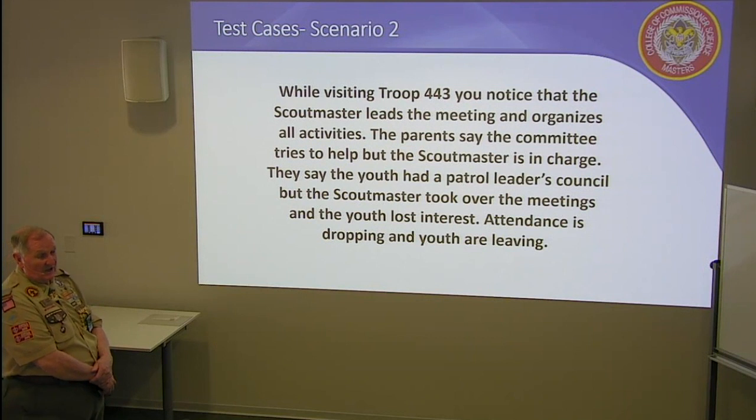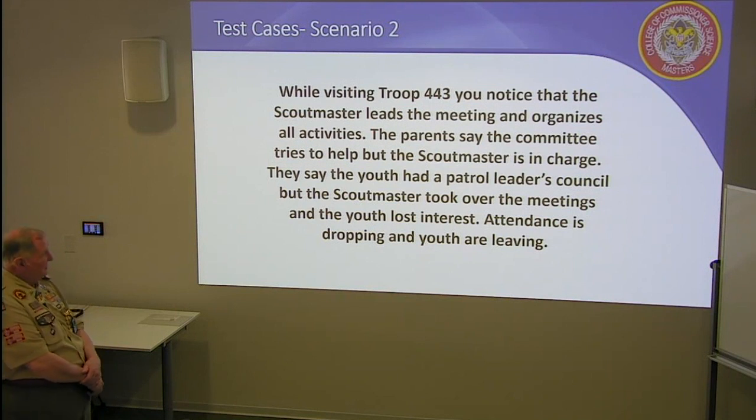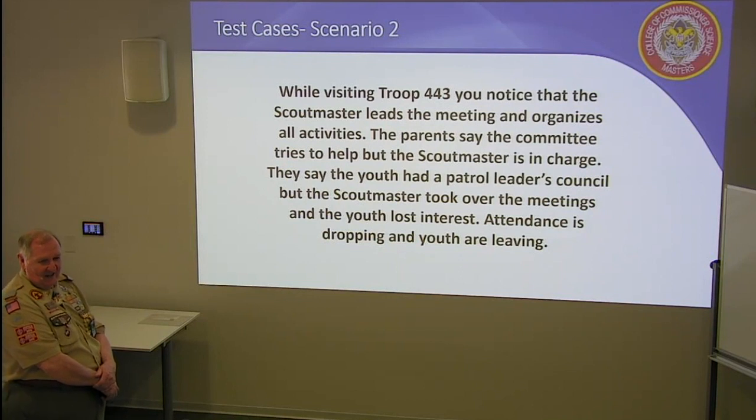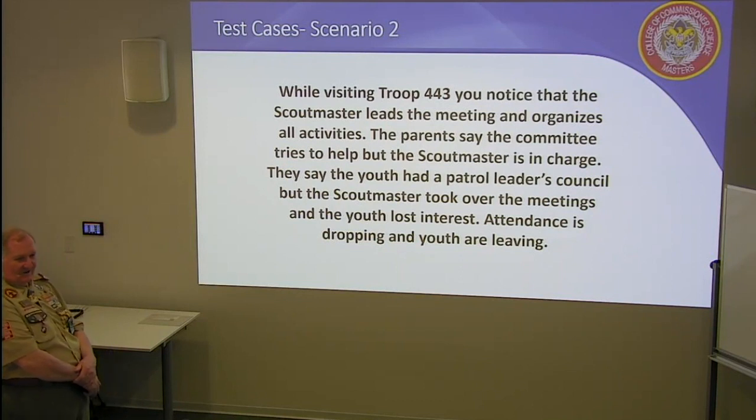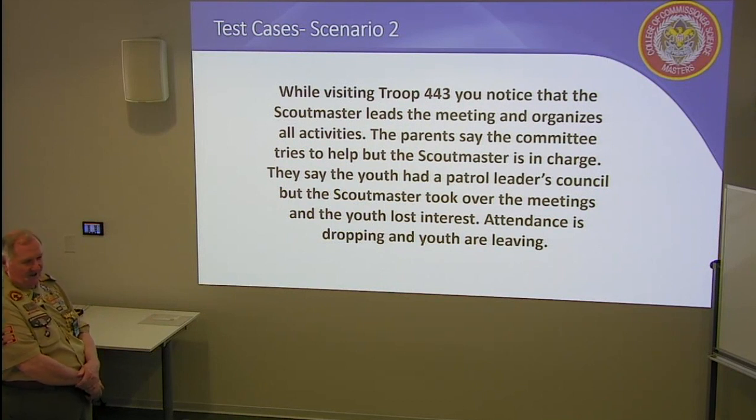Okay, so here's a question. Here you are as a unit commissioner. You just showed up to this unit because you heard that this was what was going on. And you evaluated that, oh, what I've heard is true. The Scoutmaster is doing everything. And so using your matrix system again, how would you rate the unit?